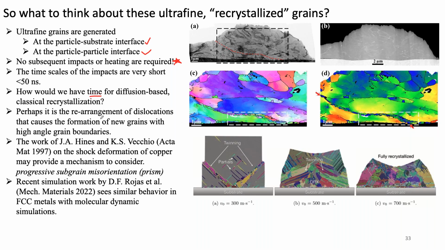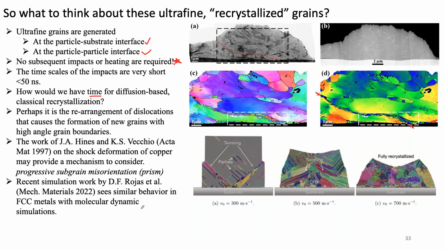Okay, and so it might actually be the rearrangement of dislocations during this impact event that's actually forming new high-angle boundaries. And there's a great set of papers by Joy Hines and Ken Vecchio from the late 1990s where they were doing work on shock deformation of copper, and they came up with a model that they call progressive subgrain misorientation, or PRISM. And I like that idea. I think there's a lot to it.